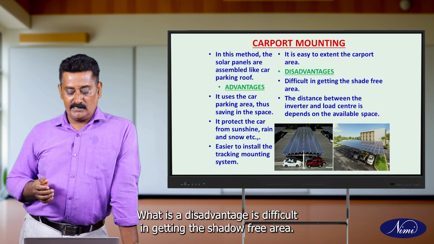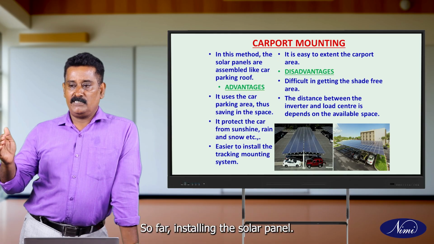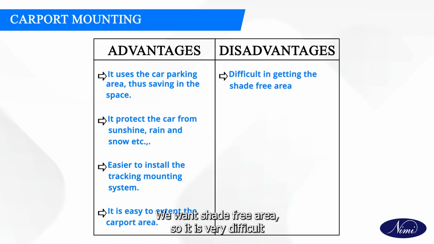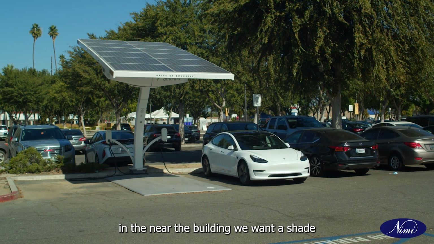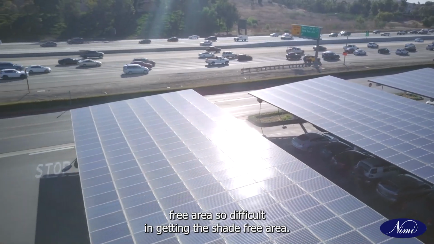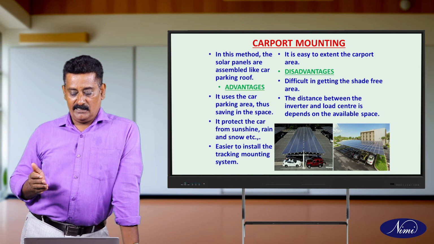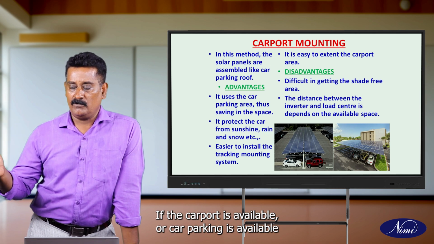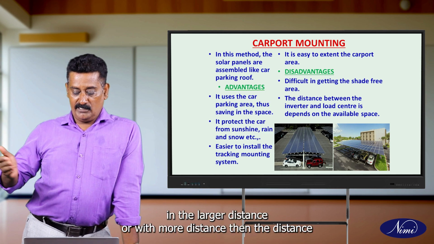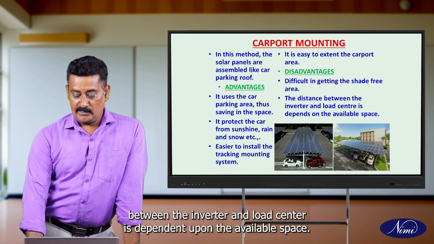What are the disadvantages? It is difficult to get a shade free area. For installing the solar panel, we want a shade free area. It is very difficult because the car parking will be available near the building. Near the building, we want a shade free area, so it is difficult to get. Next, the distance between the inverter and load center depends upon the available space. If the carport or car parking is available at a larger distance, then the distance between the inverter and load center depends upon the available space.